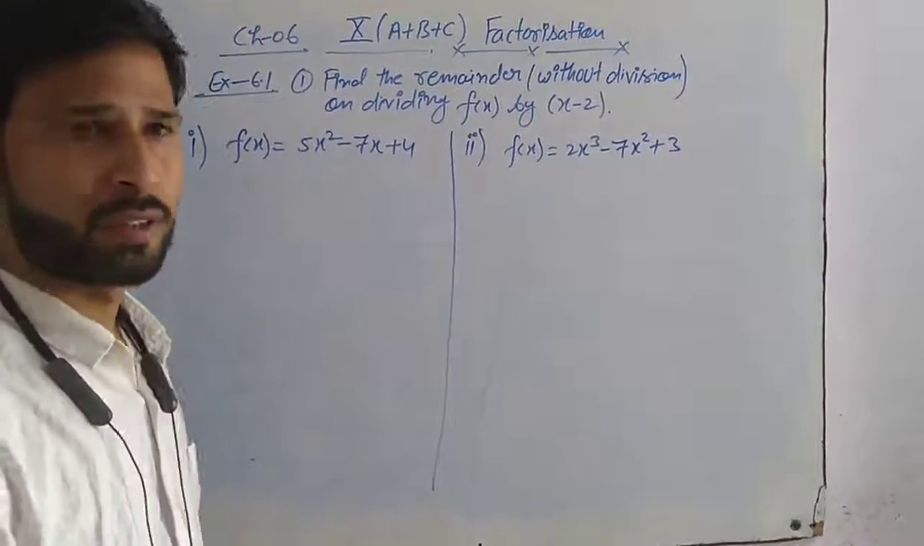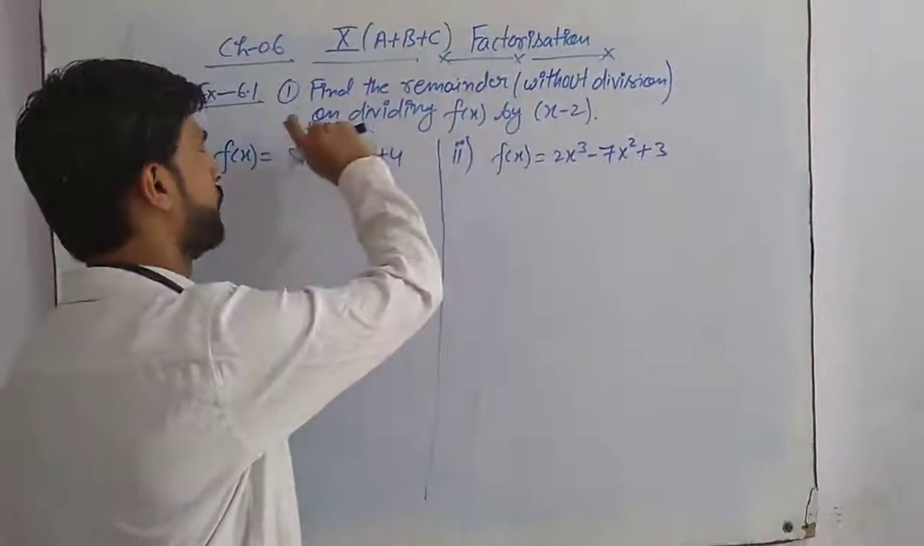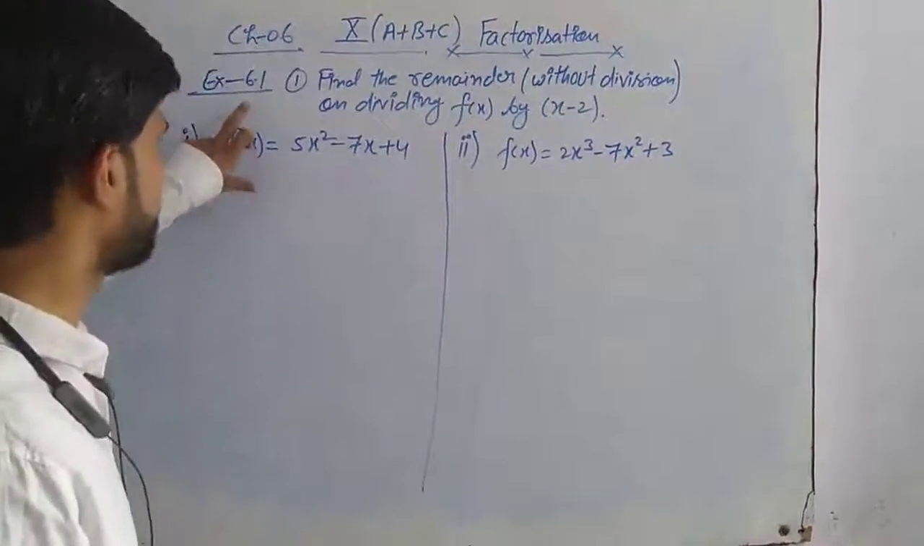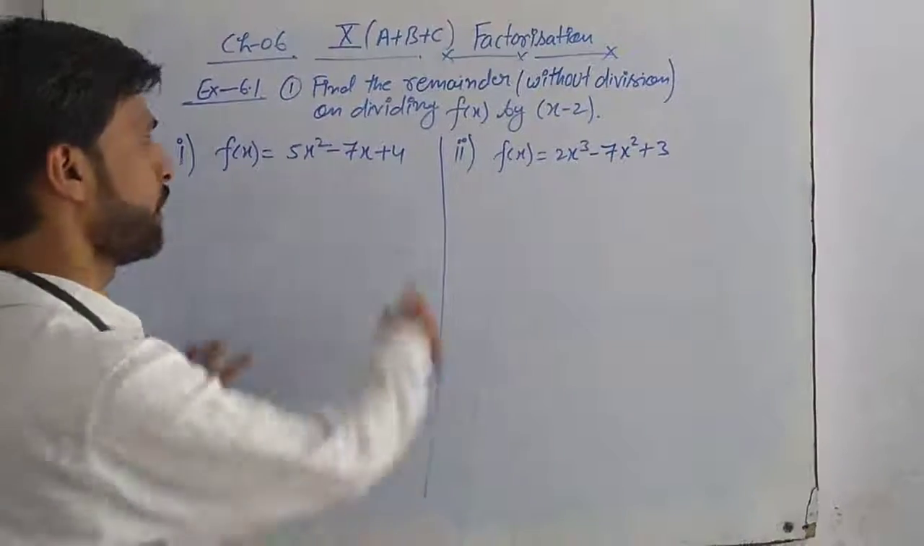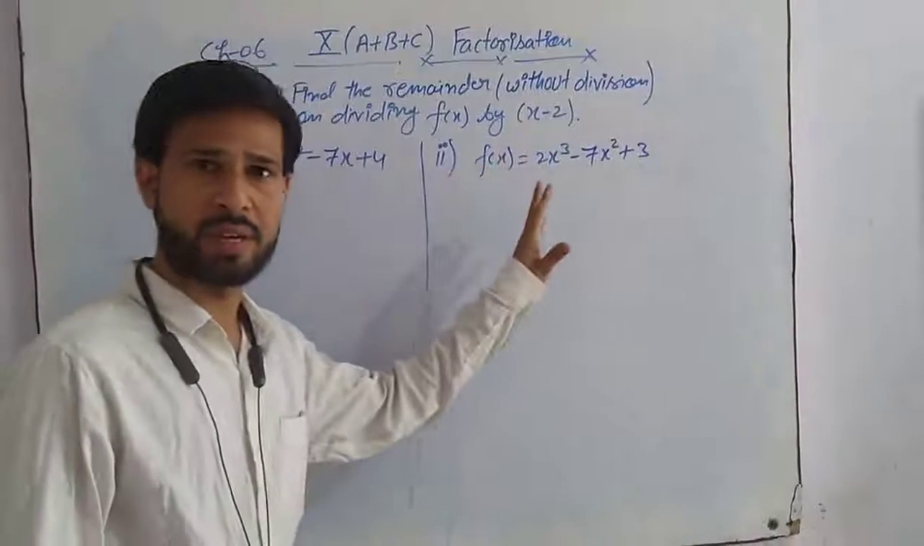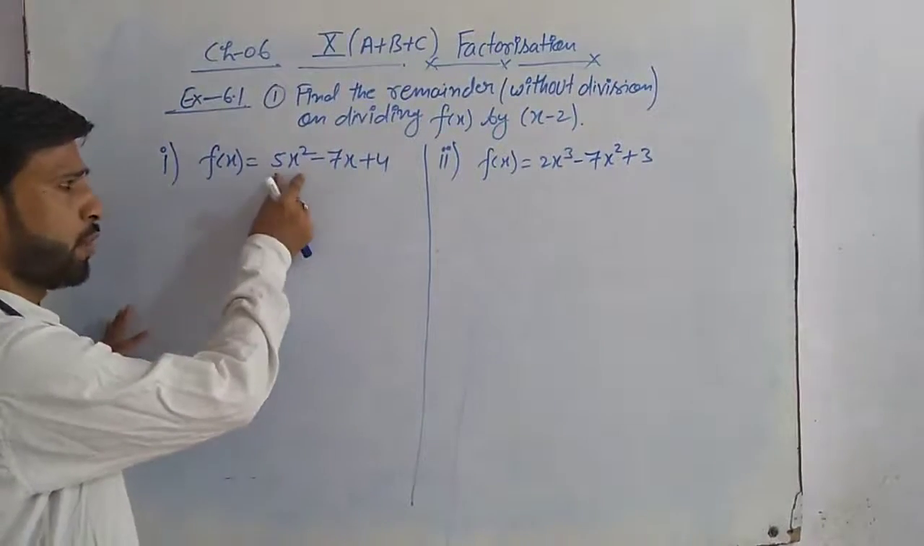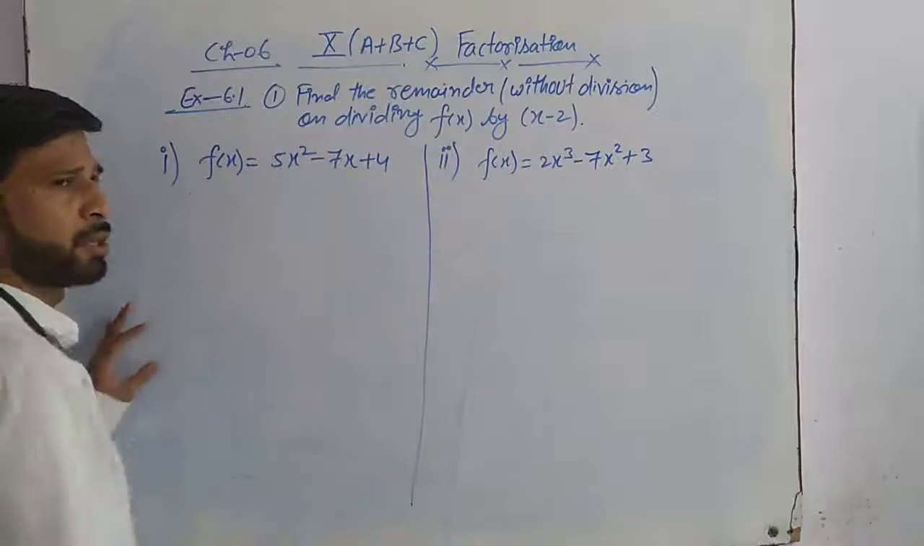Hello students, today in this video we are going to discuss chapter number 6, factorization. Now exercise 6.1, first question from this exercise: find the remainder without division on dividing f(x) by x minus 2. The first part of this question is f(x) equals 5x square minus 7x plus 4.